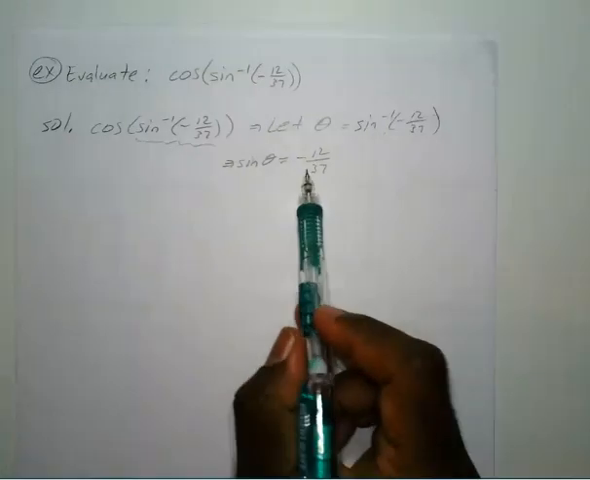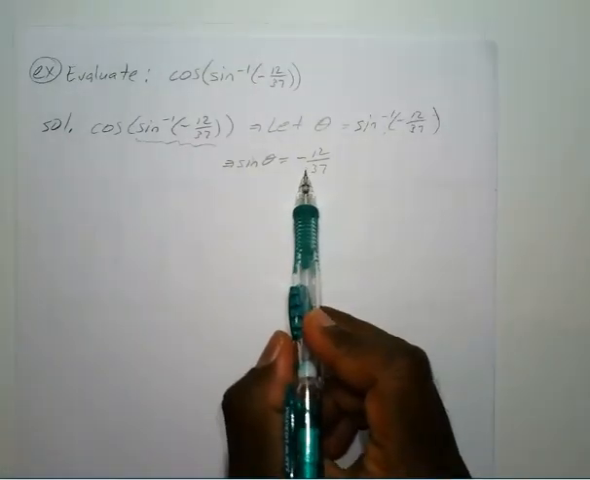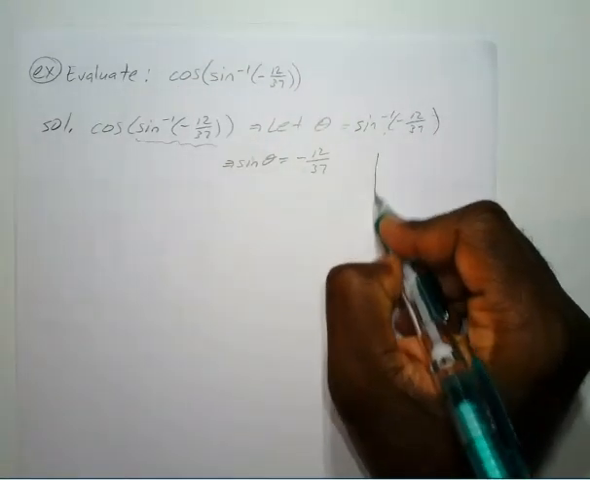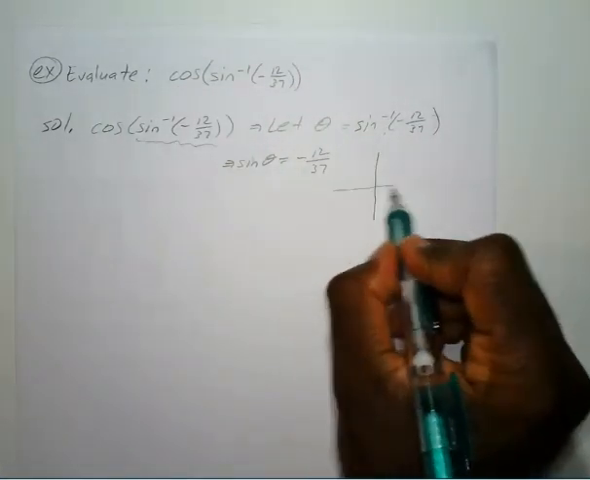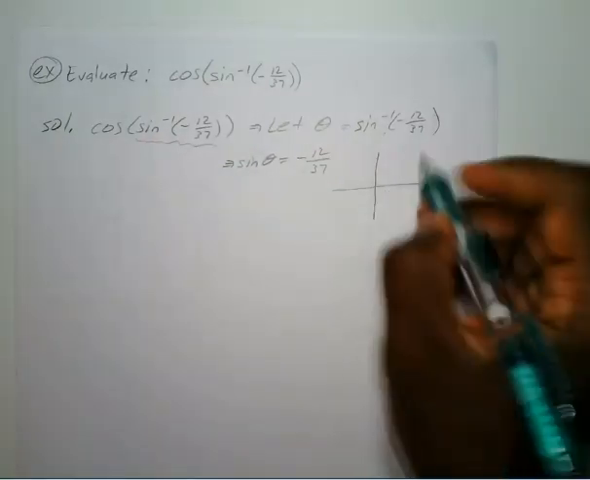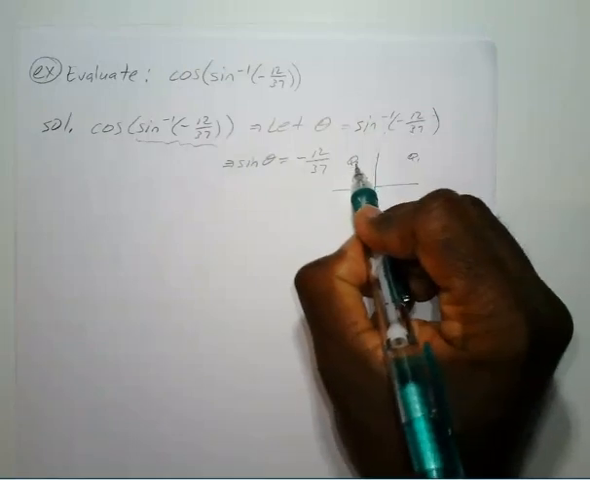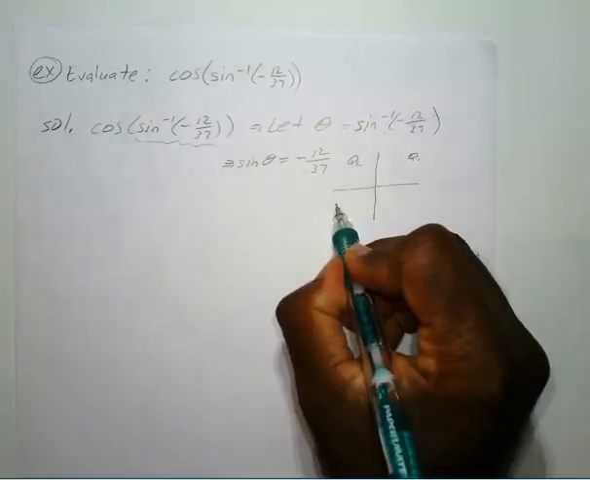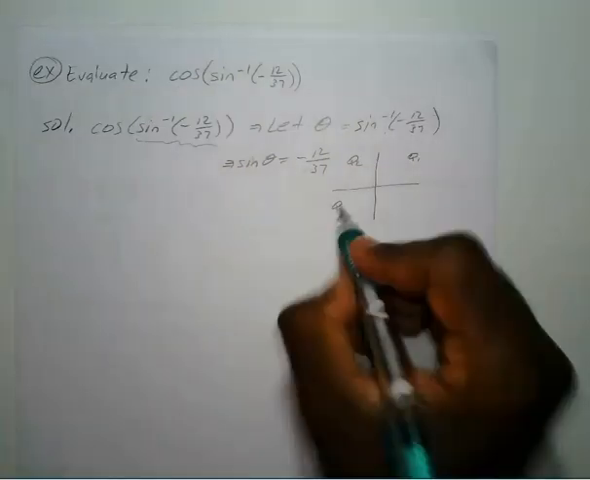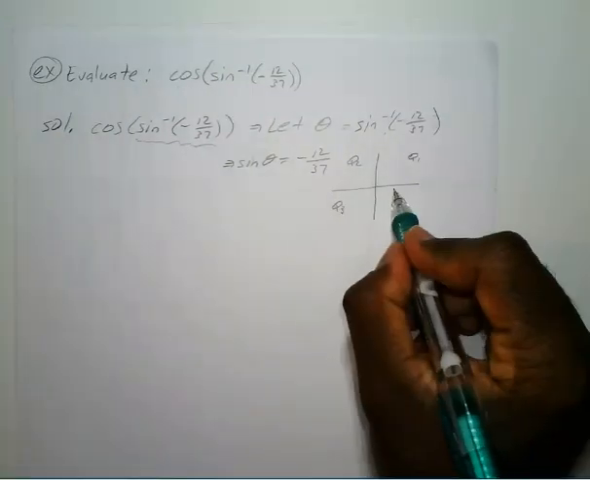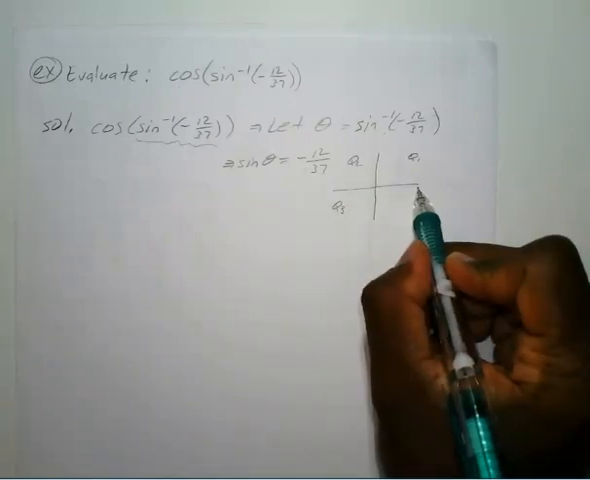We know that sine is only negative in the third and the fourth quadrant. So we did like a little sketch. In quadrant 1, everything is positive. In quadrant 2, only sine and cosecant are positive. In quadrant 3, cosine is negative, sine is negative. In quadrant 4, cosine is positive, sine is negative.